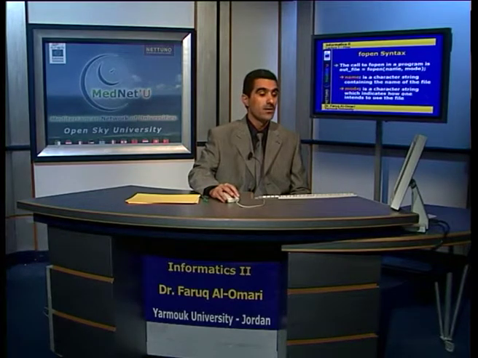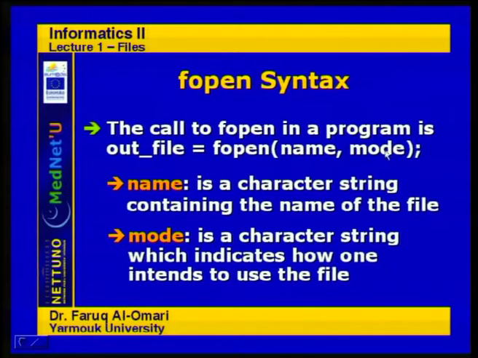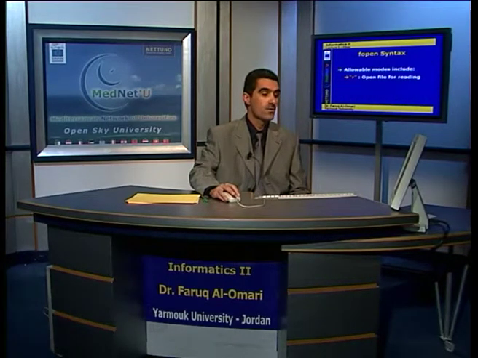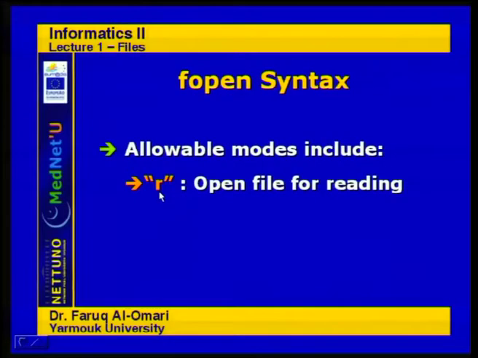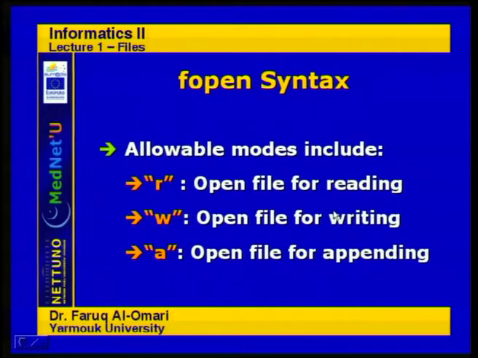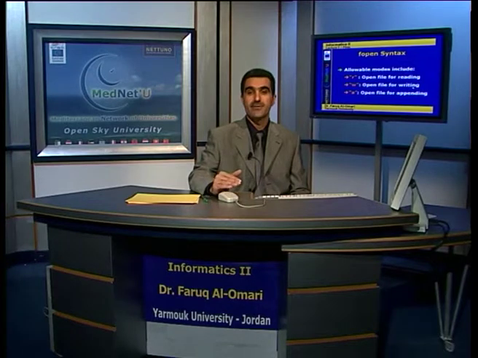And then you have to tell why you're opening this file, how you're going to access it. So in this mode, we're going to have a special character which tells whether you're trying to read data from this file, or write to this file, or append to this file, or something like that. So this mode could be an r, and that's opening a file for reading. It could be a w for writing to this file. It could be an a for appending to this file. And appending to a file means to add data to that file.